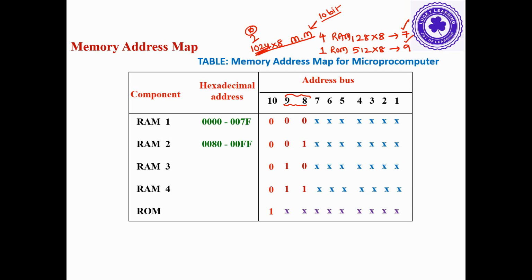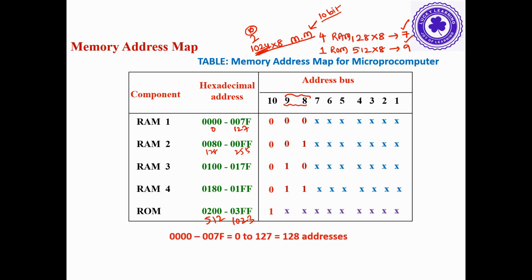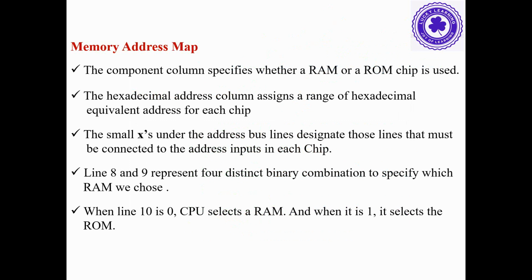And RAM 2 will specify 128 to 255, like this. RAM 3, RAM 4, and ROM will specify the addresses 512 to 1023. Correct? So it is 0 to 127, this is 128 to 255, like this. Now, we will see how this is to be designed.